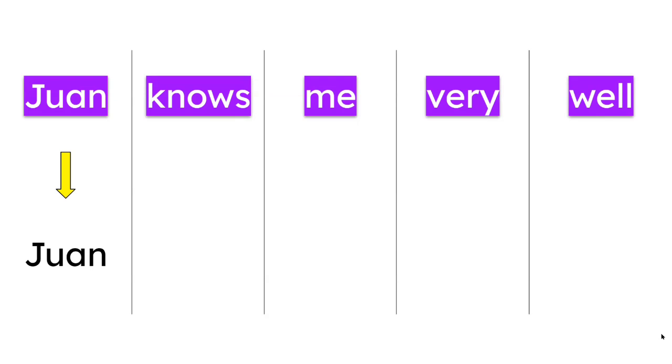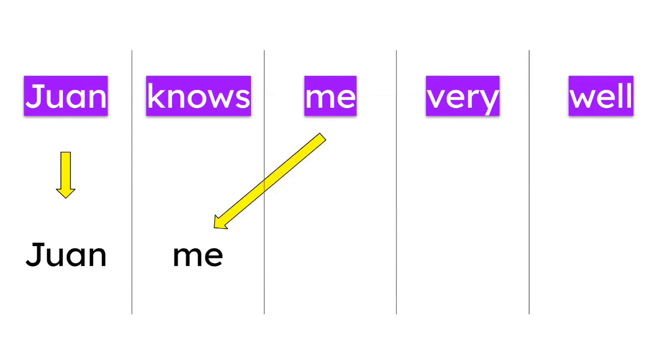conocer. Actually, it has two meanings. One is saber and the other one is conocer. For this case, we need the verb conocer. I'm not going to explain that in depth because it's not necessary for this lesson, but just so you know. So, Juan conocer. And the conjugation for the third person is conoce, right? Juan conoce.